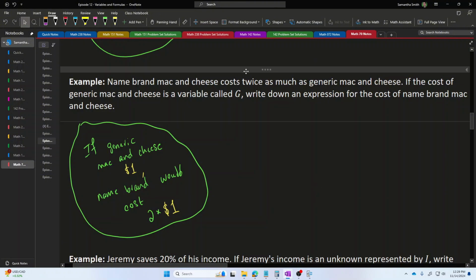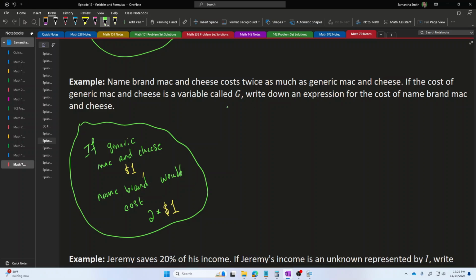However, I'm in a scenario where the cost of mac and cheese can change, can vary. So it might be $1 one day, but it might be $1.25 the next day. It could vary. So leaving the price of mac and cheese as a variable, if I wanted to calculate the cost of name brand mac and cheese, I would just have to multiply by 2 whatever the cost is of the generic mac and cheese on any given day. 2 times G. 2 times G would be the process that I would use to find the cost of the name brand mac and cheese based on this information.